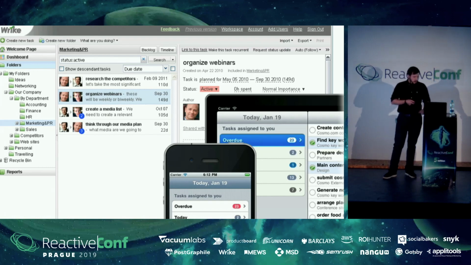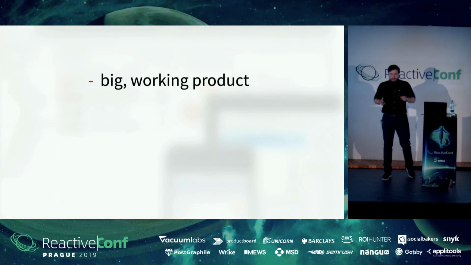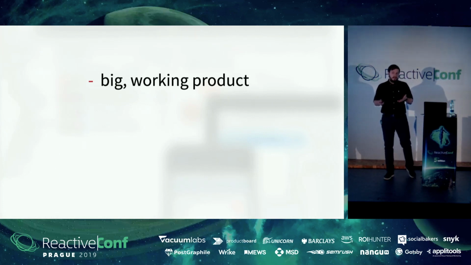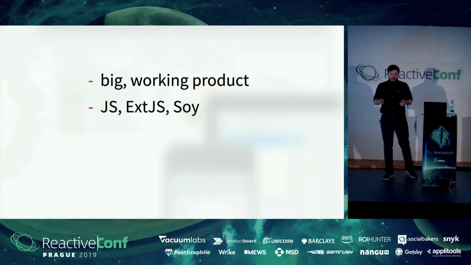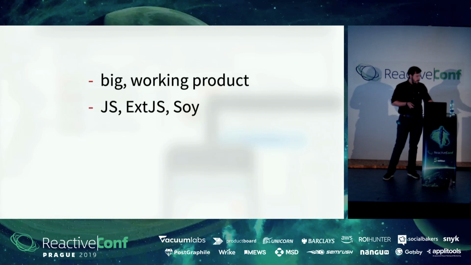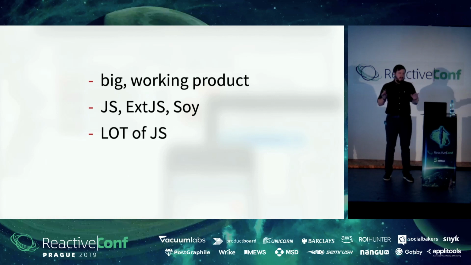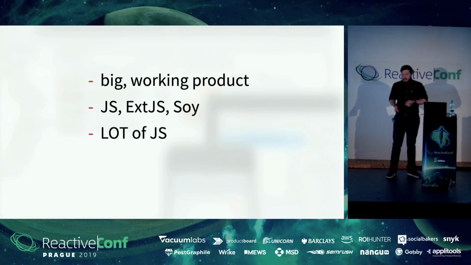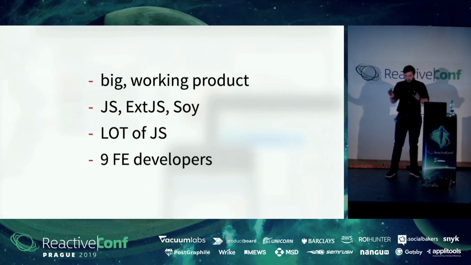And 5 years ago, we faced the biggest problem, like a huge problem. Just imagine, you have a big working product, 8 years of history. It was written in JavaScript, XJS, SOI, and many other legacy stuff. And there was a lot of JavaScript, like 1.5 million lines of code. It was a huge product, and 9 front-end developers. It is not a problem by itself.